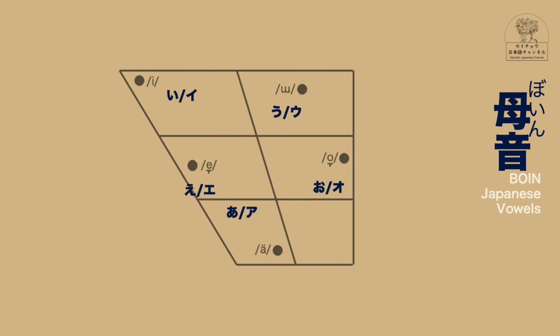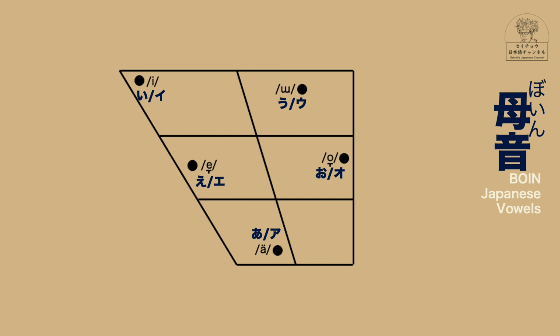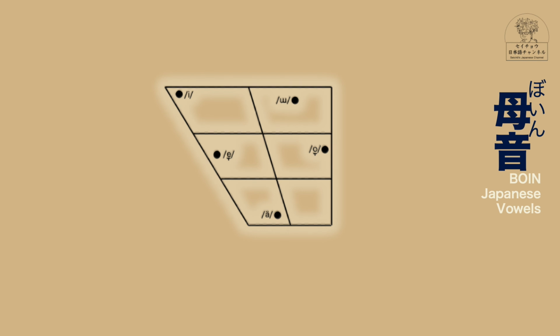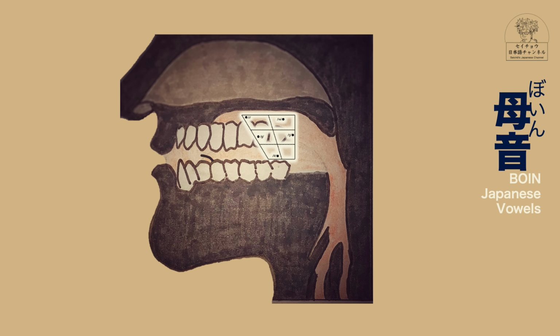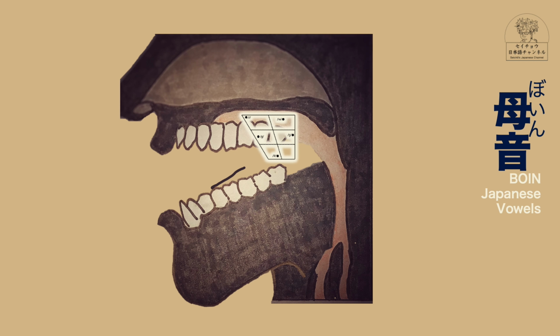What you're seeing here is a simplified vowel chart. We can think of the mouth as a rough quadrilateral, where each vowel corresponds to the position of the highest point of the tongue. For example, this is roughly where your tongue is for I. This is for I. And this is for A.